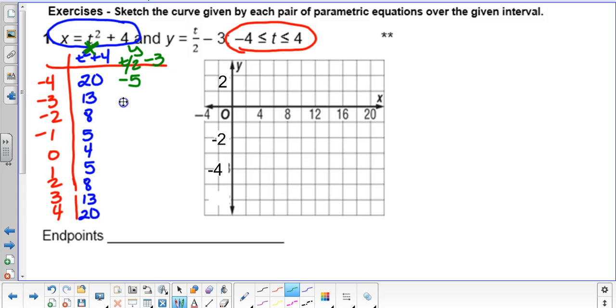Negative 4 divided by 2 is negative 2, minus 3 is negative 5. Did I get that one right? Okay, negative 3 divided by 2 is negative 1.5, minus 3 is negative 4.5. If you do a few, you might notice a pattern. Negative 4, negative 3.5, negative 3, negative 2.5, negative 2, negative 1.5, and negative 1, I think. Did I do that right? I think so.